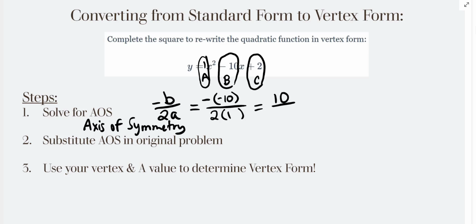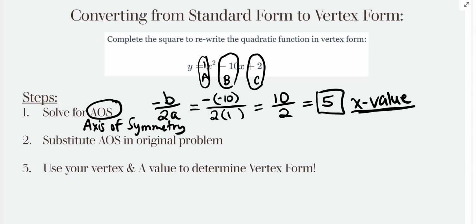And then on the bottom, parentheses means multiplication, so 2 times 1 is 2. 10 divided by 2 is 5. Okay, again, this is called the AOS, the axis of symmetry, and this is our x value. So please write that down next to it. That's very important.